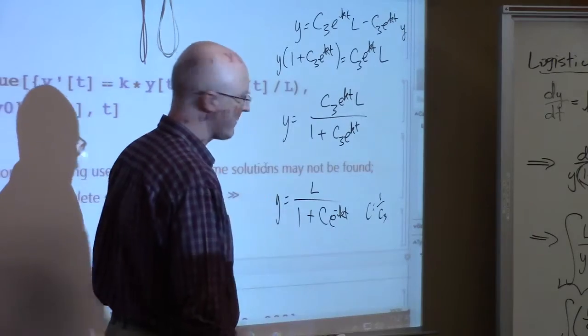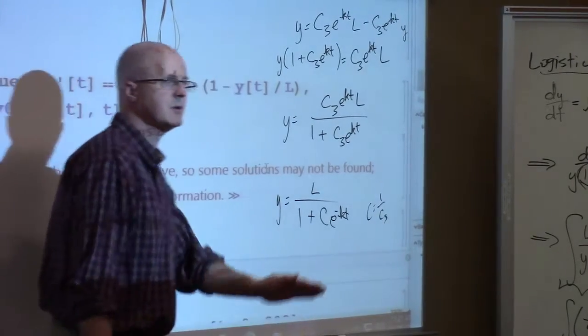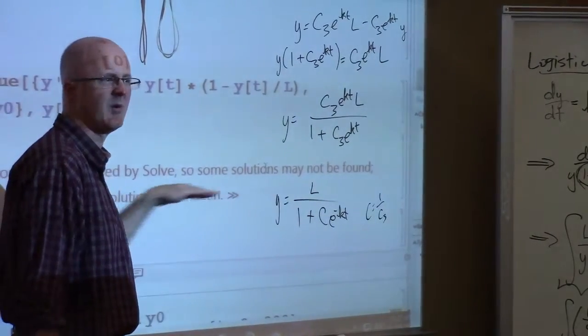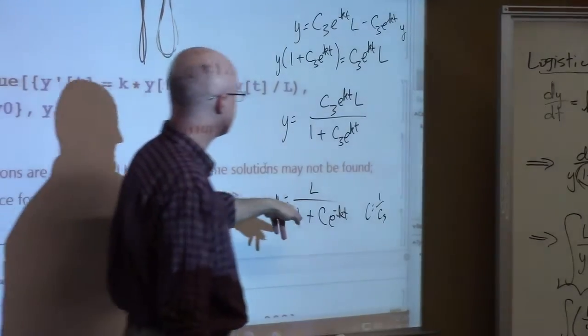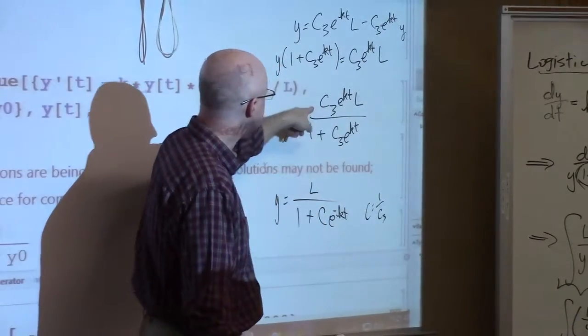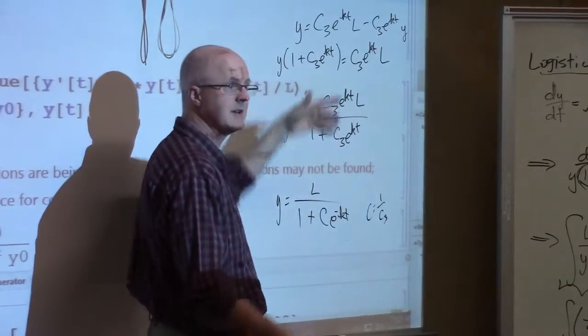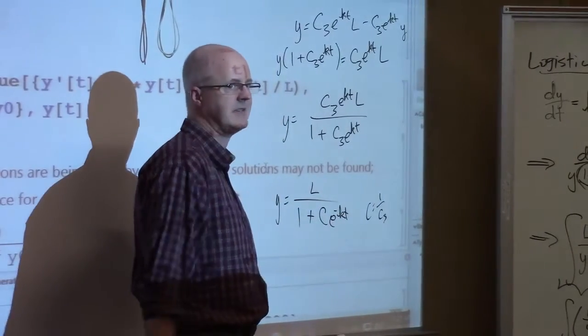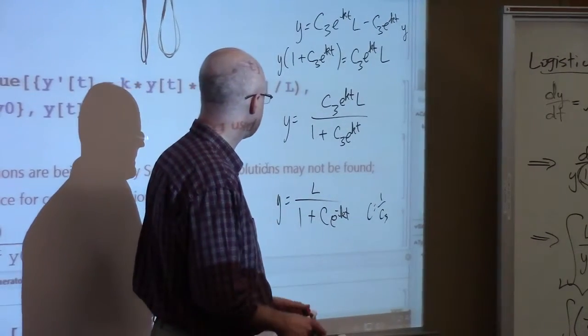Actually, with this formula, you miss the solution y equals 0. No choice of C is going to make this equal to 0, but C3 equaling 0 makes this one 0. So there are some pros and cons to each formula, but this is the way the book leaves it.